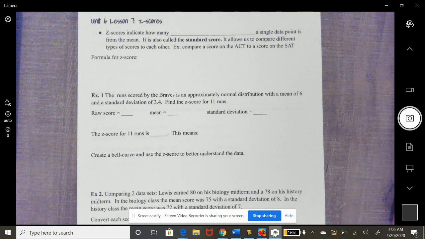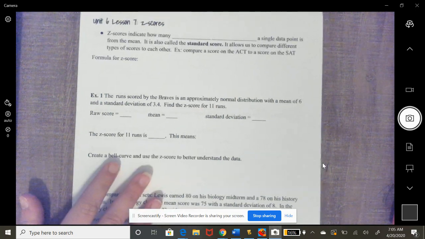Okay, and from the superintendent's message yesterday, it sounds like these 2 lessons will be our last 2 lessons. I'll get some more information on that today, but just keep that in mind to make sure you get these done.